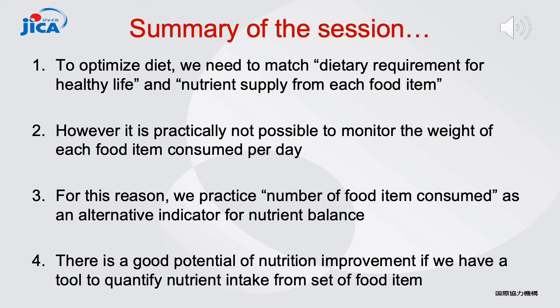Summary of the session. To optimize diet, we need to match dietary requirement for healthy life and nutrient supply from each food item. So supply and demand matching is required. However, it is practically not possible to monitor the weight of each food item consumed per day. For this reason, we practice number of food items consumed as an alternative indicator for nutrient balance. There is a good potential of nutrition improvement if we have a tool to quantify nutrient intake from set of food items.